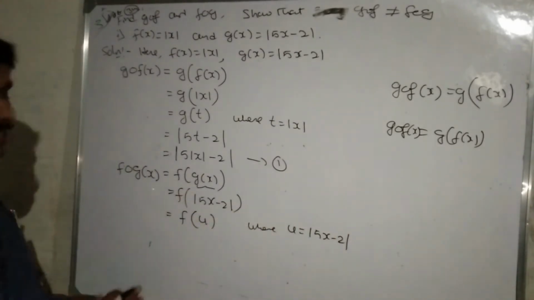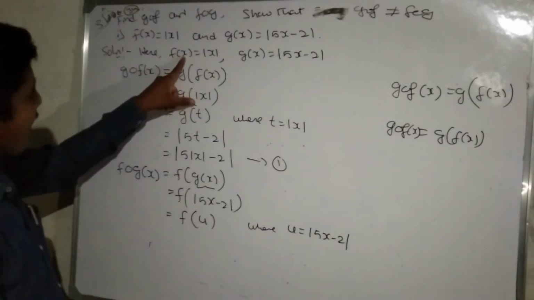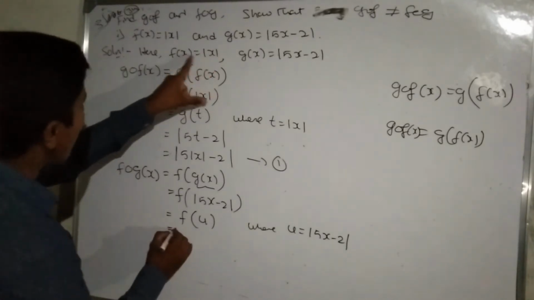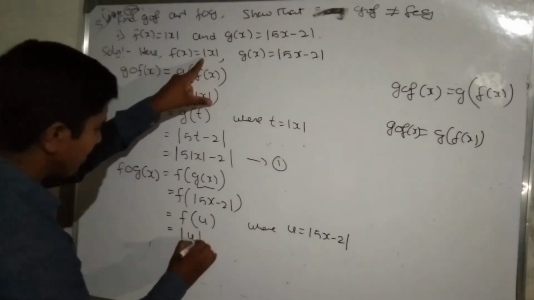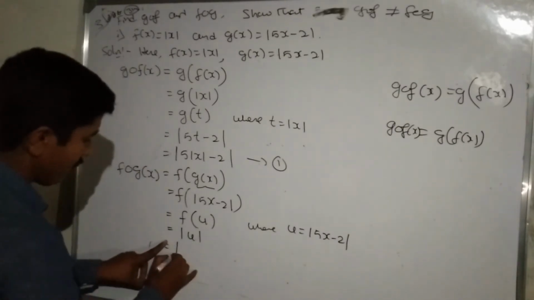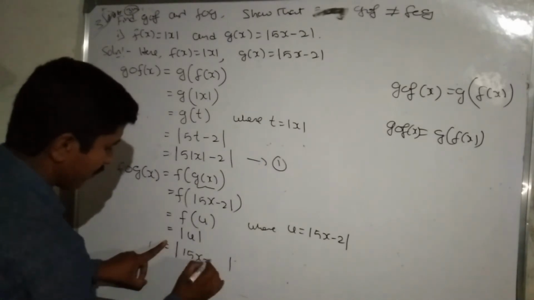Where u equal to modulus of 5x minus 2. Now define f of u. Here, replacing x by u, f of u is equal to modulus of u. Finally substitute the u value, u equal to, again, modulus of 5x minus 2.